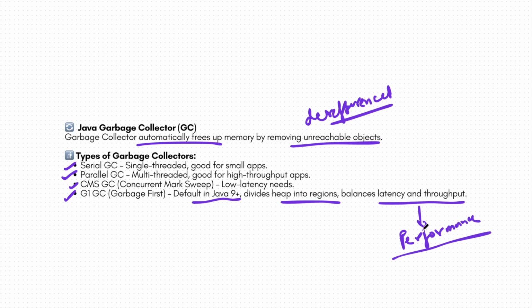Okay, this concurrent mark sweep, this is for low latency needs. This is multi-threaded and good for high throughput apps. And this serial GC is the simplest garbage collector, which is good for our small apps.